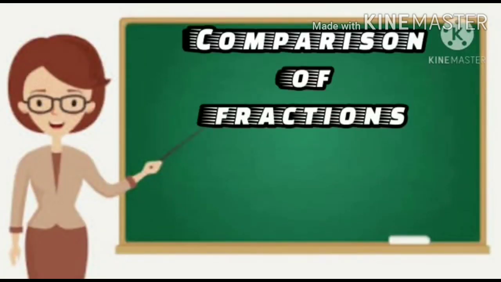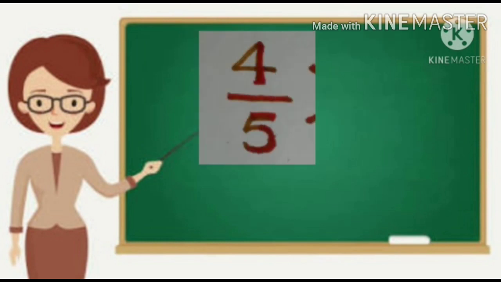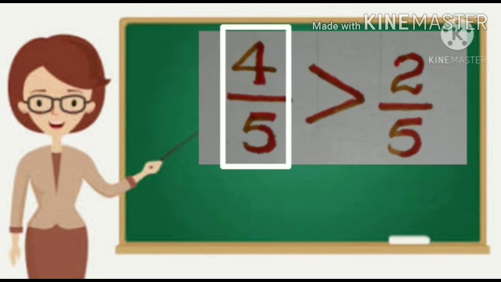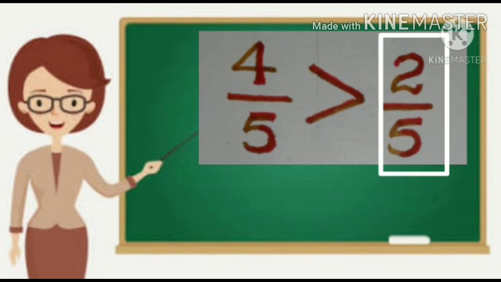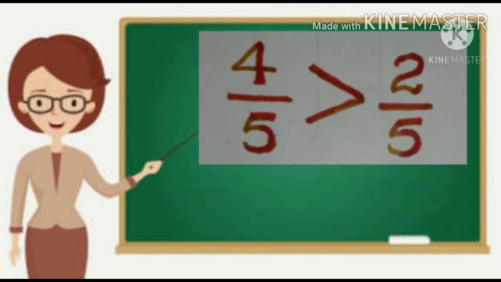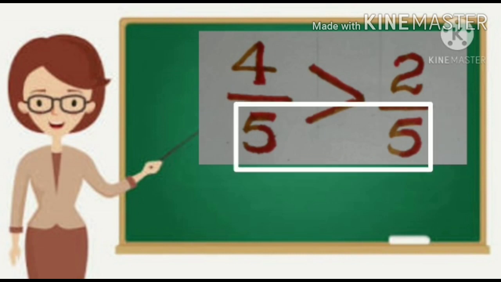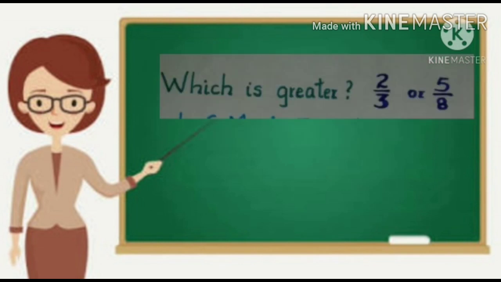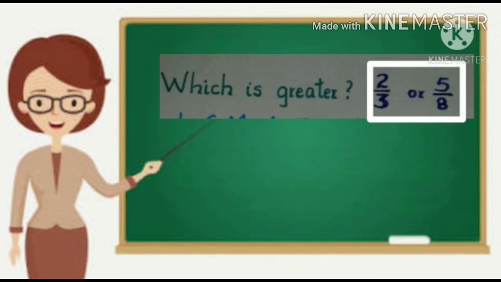Comparison of fractions. Let's compare which is larger, 4/5 or 2/5. It's easy, isn't it? Here, 4/5 is greater than 2/5. Why is it easy? It's easy because the denominators are same. Now, let us see how to compare fractions with different denominators. Which is greater, 2/3 or 5/8?